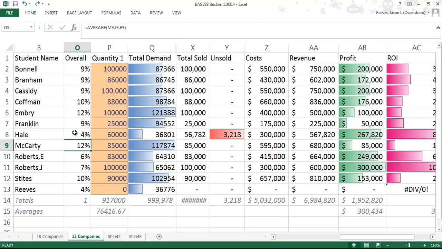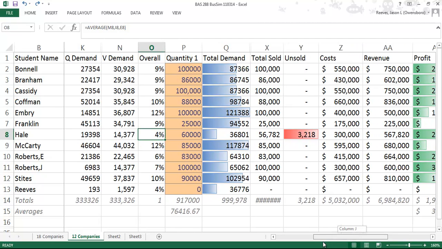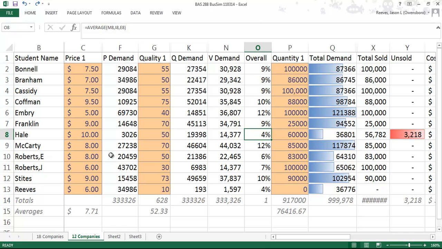And if you look at the lowest demand here at 4%, the Hell Company, let's see what happened and see if this is a bad thing. They're selling at $10, and they're making a product that has a quality of 50. They're making $5 on each unit. This is great. And they only made 60,000, and the demand was only 36,000. But look what they sold. Because not everyone sold enough, they sold an additional 20,000 units.